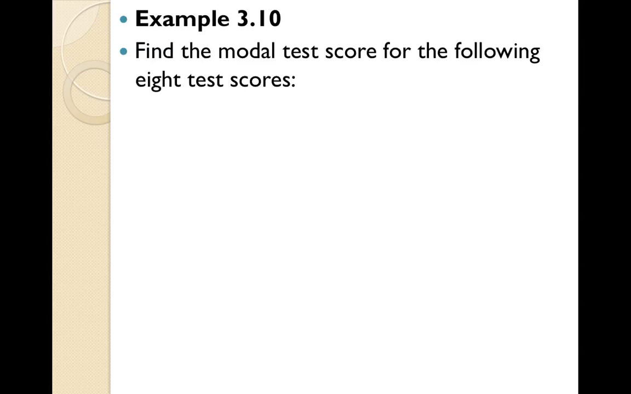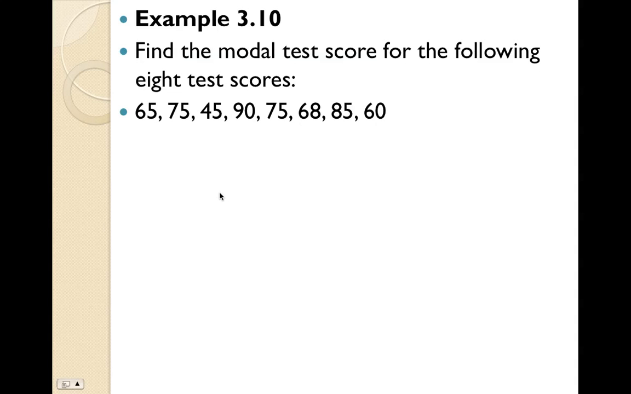Okay, so let's find the modal test score for the following 8 test scores. So we look at the numbers 65, 75, 45, 90, 75, 68, 85, and 60. And we try to see if there are any numbers in this data set that appear with more frequency.